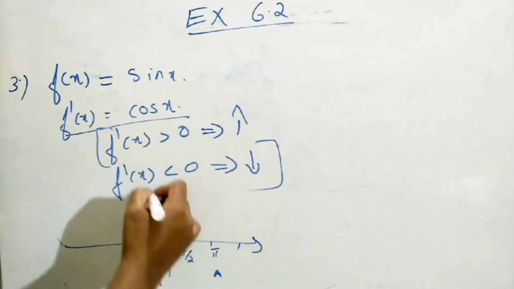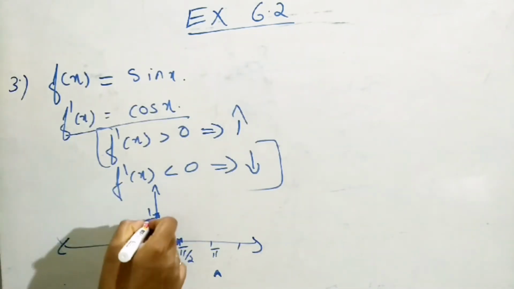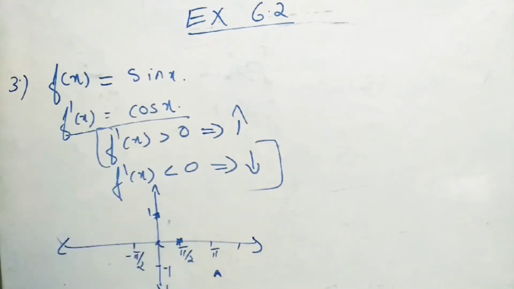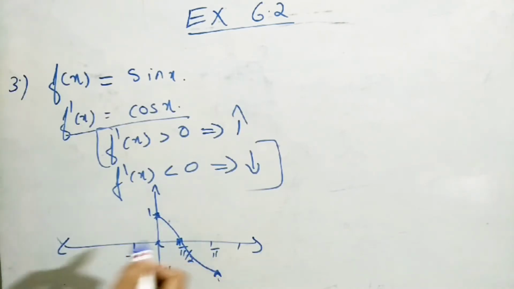So just consider the graph of cos x. Cos 0 is 1, cos pi by 2 is 0, and cos pi is minus 1. Now just join those 3 points, then we will get the graph of cos x in the interval 0 to pi.